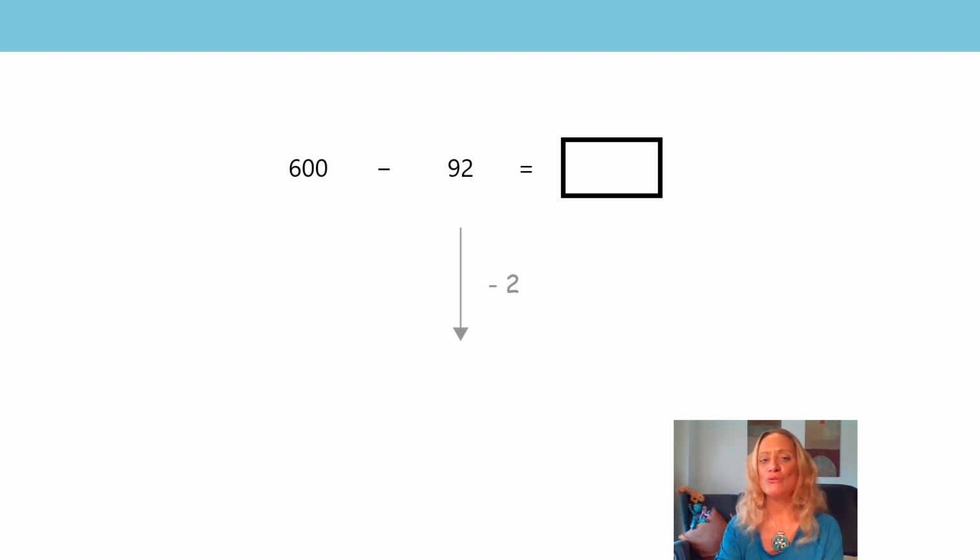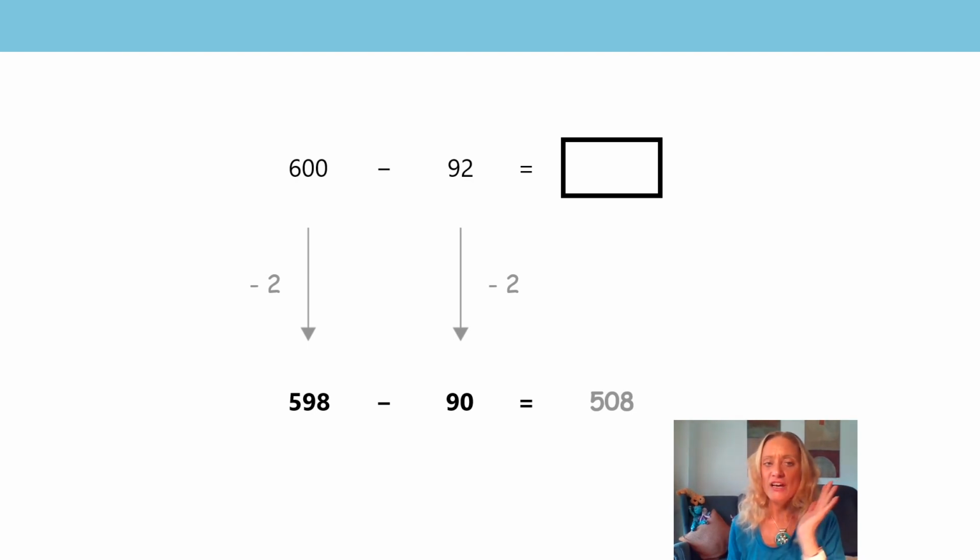And if I subtract 2 off my subtrahend, I've also got to subtract 2 off my minuend. Fantastic, because I'm using the same difference strategy. And if I subtract the same amount from the minuend and the subtrahend, then my difference will stay the same. Why did subtracting 2 make this subtraction easier? Because 98 subtract 90 is really simple, isn't it? And I know that that would be 8. So I can find my difference really simply, and it would be 508.